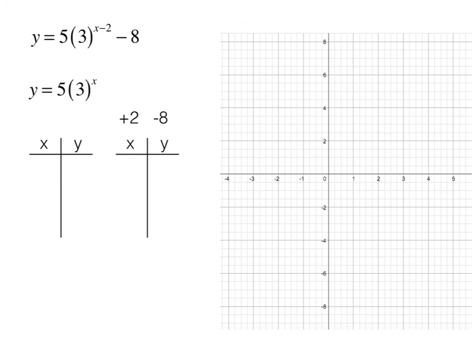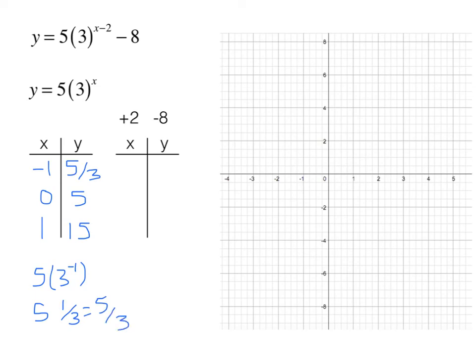Let's do one more. So here we have y equals 5 times 3 raised to the x minus 2, minus 8. Started off the same. I know my a value is 5. I know I'm increasing by a multiple of 3. So when I plug in negative 1, I get 5 over 3. So 5 times 3 to the negative 1 is the same thing as 5 times 1/3. That's where I got 5 over 3.